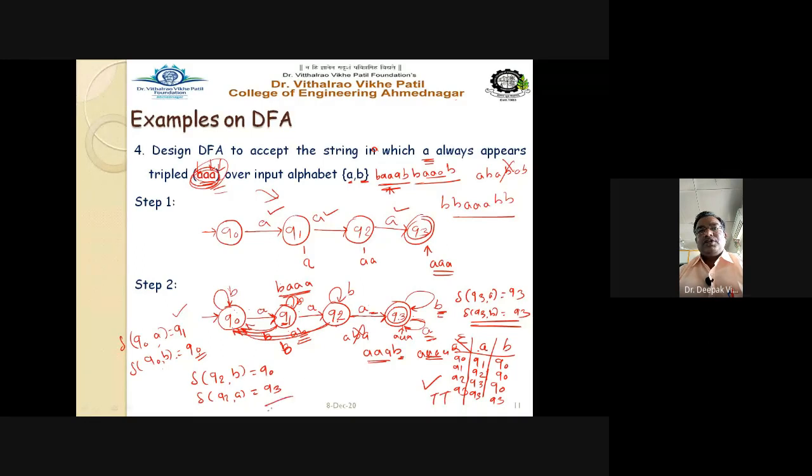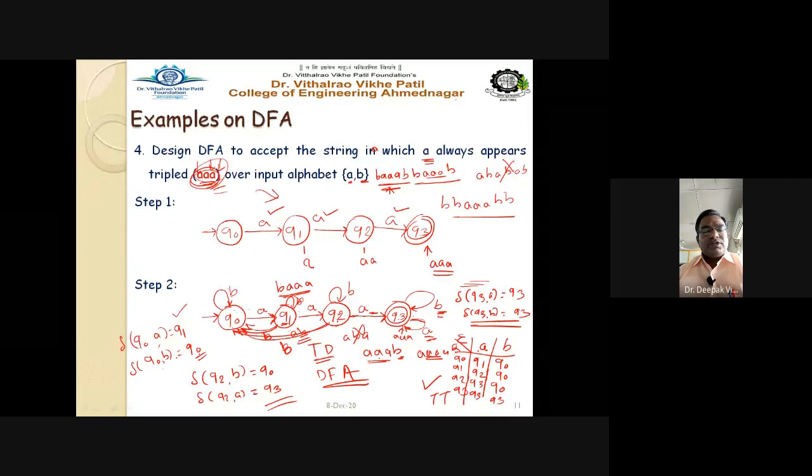These are all the transitions on each state, on each input, and this is your transition diagram, the transition diagram for the DFA, deterministic finite automata, right? So just go through it once again.